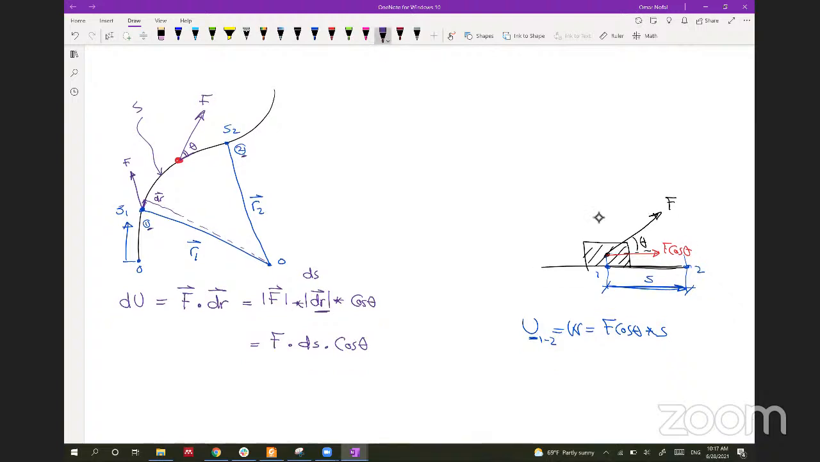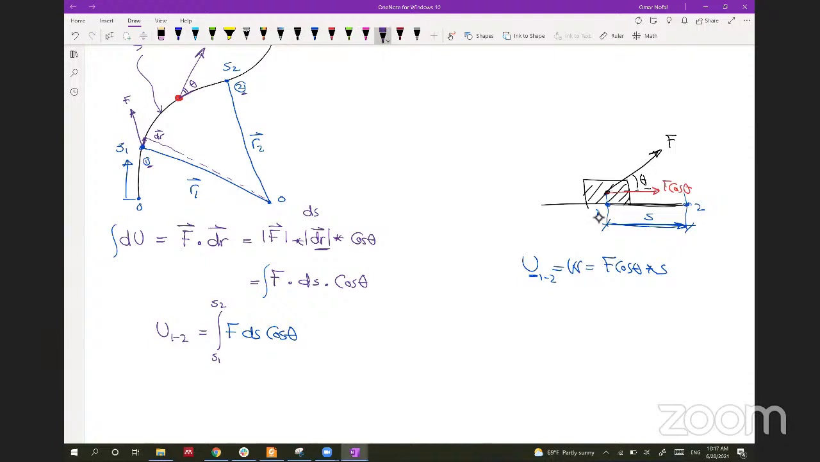If we need this, we will need to integrate from 1 to 2, the integration from S1 to S2, putting an integration sign here, and this will be F ds cosine theta. So this is the most important rule here: the work from 1 to 2 is the integration of F ds cosine theta. If F is changing with the path, like F is given as a function 5s squared plus 2s plus 1, you will have to put it here and integrate it with respect to s.